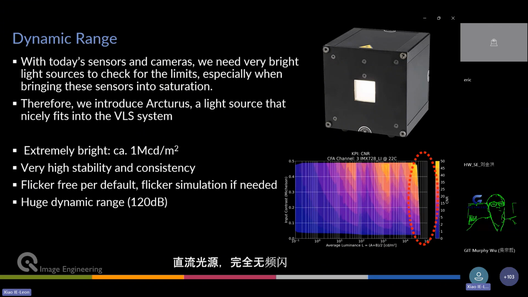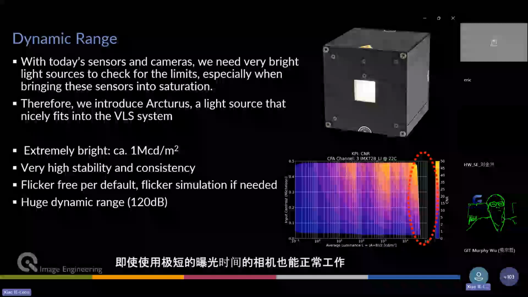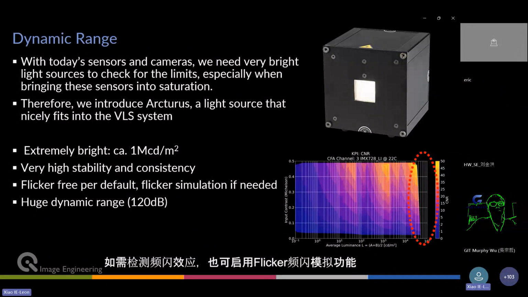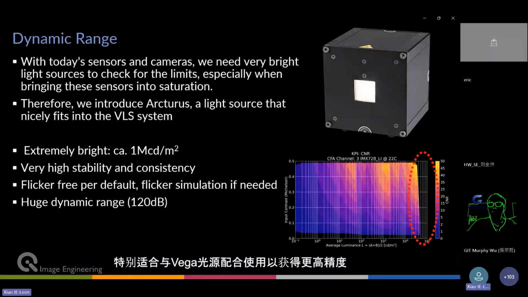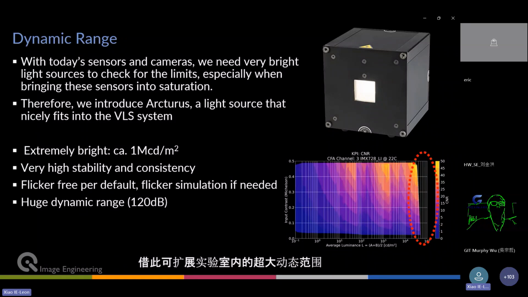It's flicker-free, and you can use it with very, very short exposure times. If you need flicker for checking, feel free. There is flicker simulation if needed, so you can put a flicker signal onto it, but by default it's flicker-free and DC-driven, so you can do a lot of tests with it. Especially, you can combine the Vega and the Arcturus, and with that, you can scan through a huge dynamic range for imagers and really get into the details throughout the entire range of imaging with your camera.